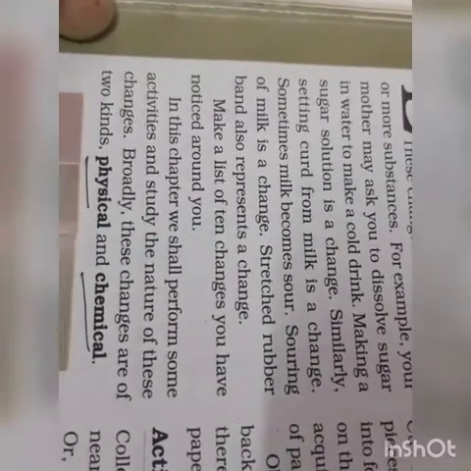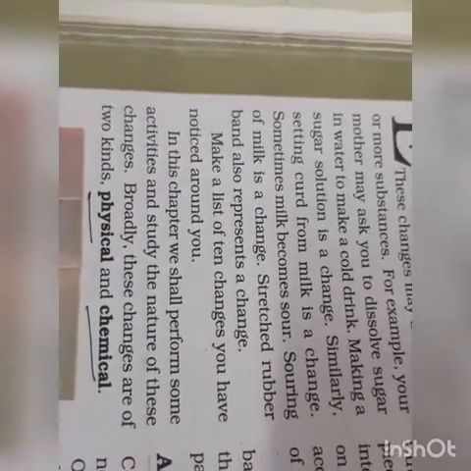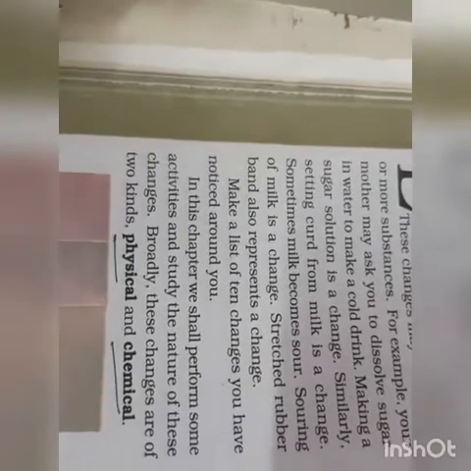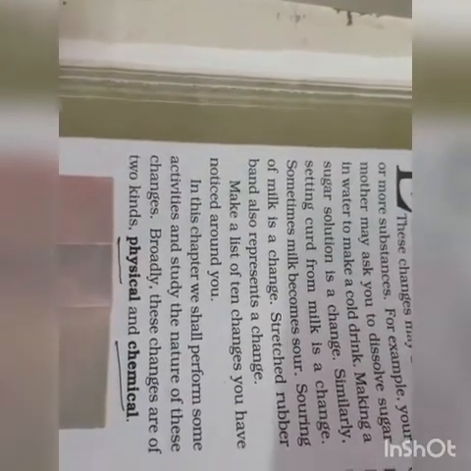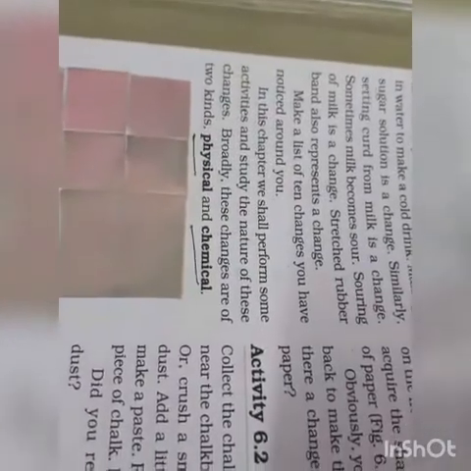In this chapter, we shall perform some activities and study the nature of these changes. Broadly, these changes are of two types: physical and chemical changes. Like setting of curd is a chemical change because from curd you cannot make milk. The original substance is milk, but from milk you have made curd by setting it. So a new substance, curd, is formed from the milk, and the curd cannot return back to the milk. So this type of change is called a chemical change. So basic two types of changes are there, as I told you: one is the physical change and the other is the chemical change.